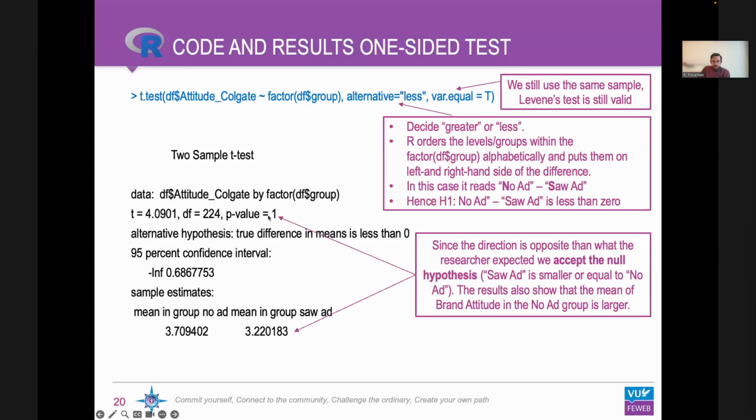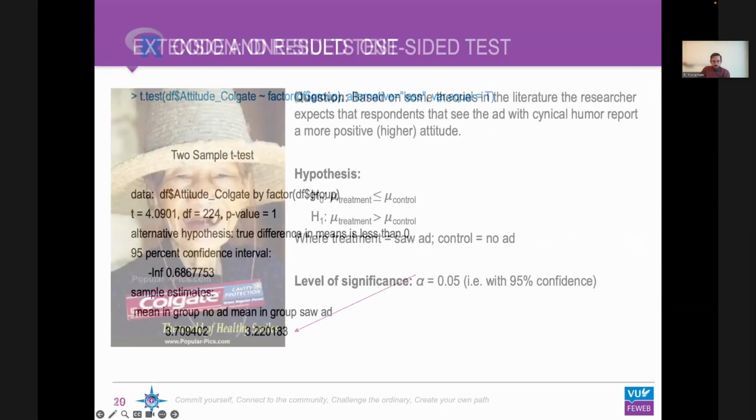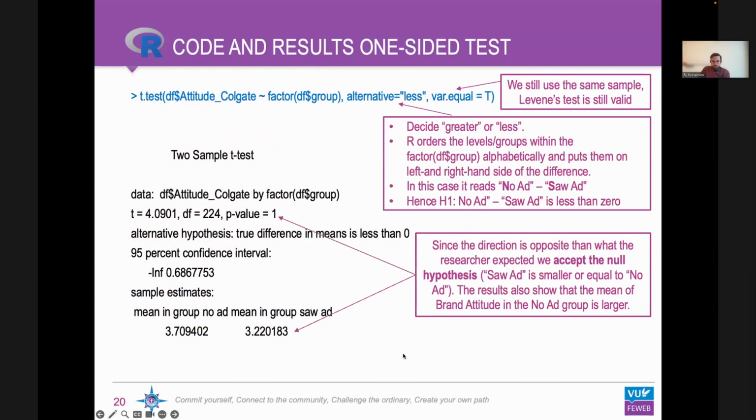So overall, in this case, you do not reject H0 and conclude that the mean attitude towards Colgate for people who saw the ad is less than or equal to the ones who didn't see the ad. Okay, so you can also see a more full explanation here for yourself.